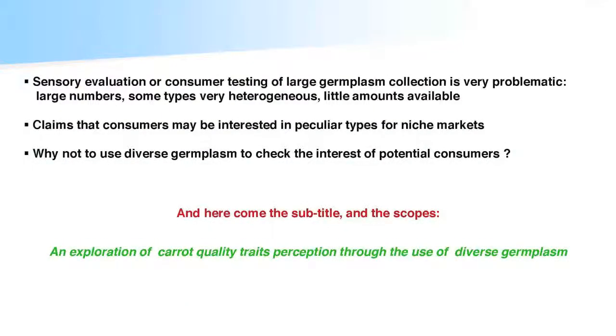But at the time we did this, there were claims that consumers could be interested in peculiar types with characters different from the ordinary carrots to which they were more acquainted. And so that was a question. We had this diverse germplasm available during our evaluation, so why not use this germplasm to verify the hypothesis that quality of carrot can be evaluated and perceived by consumers, and in which way? Through sensory evaluation.